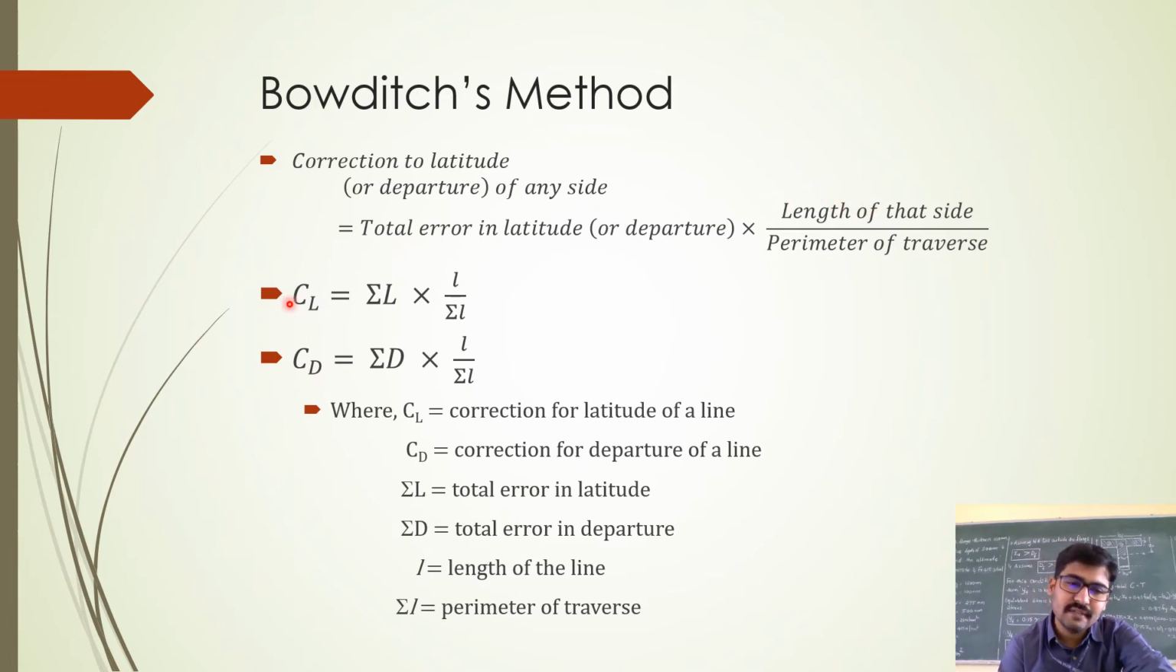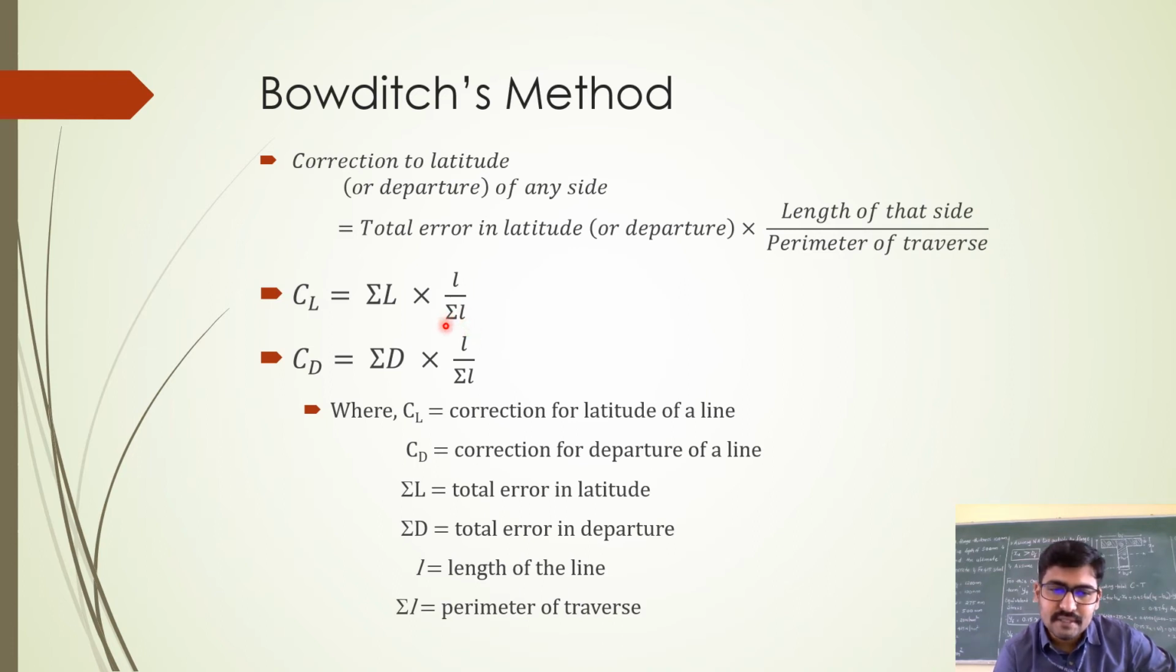You can even write it in symbolic form like this. CL is nothing but the correction for latitude. So the correction for latitude of that line will be equal to summation L, the total error in latitude, multiplied by the length of that line divided by the perimeter of the traverse. So summation L into l by summation l. I hope you are able to understand what this summation L and this summation l are. This is small letter l and this is capital letter L. Capital L denotes latitude. Small l denotes length.